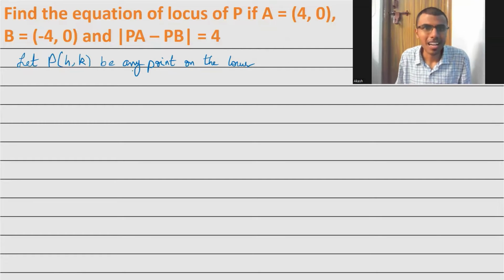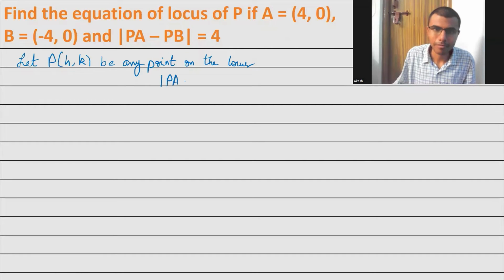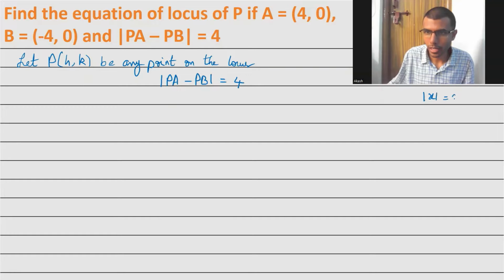Now, here, what is given, I'm going to start with the given condition. It is mod of PA minus PB is 4. Mod of PA minus PB is equal to 4. Now, in case you are not aware, whenever mod of X is equal to A, this implies that X is nothing but plus or minus A.